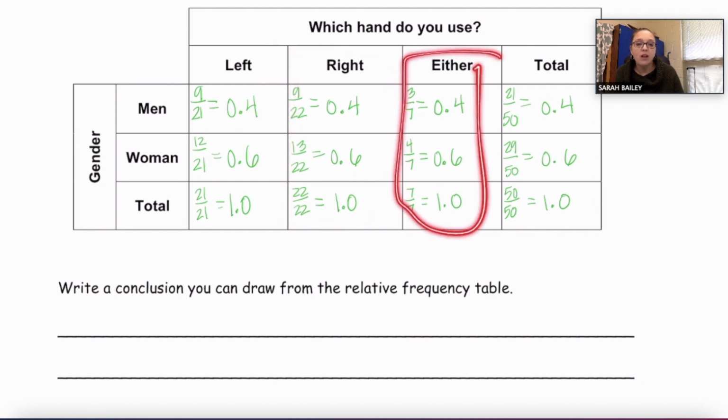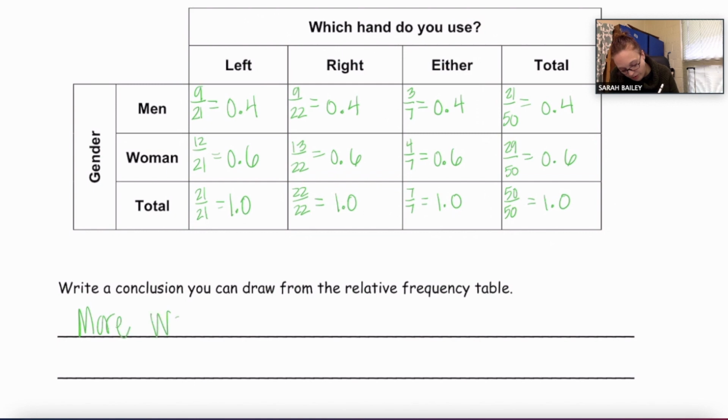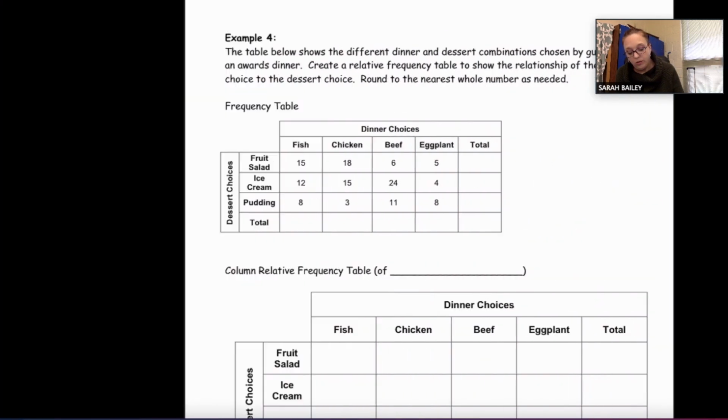And again, same thing with the either hand, right? Okay, and then of our total, there were more women surveyed than men. Okay, so I actually am going to say that last one. So I'm going to say more women than men were surveyed. Okay, and so that's just one conclusion. Like I said, there are a few others. All right, let's go to the next page.